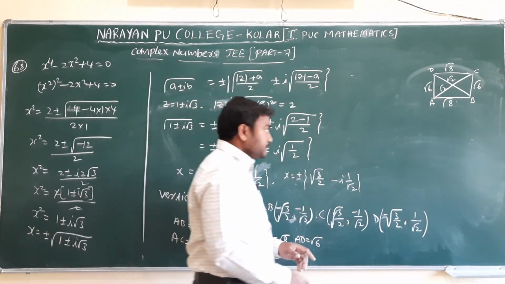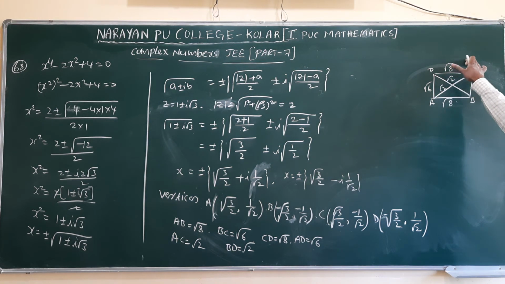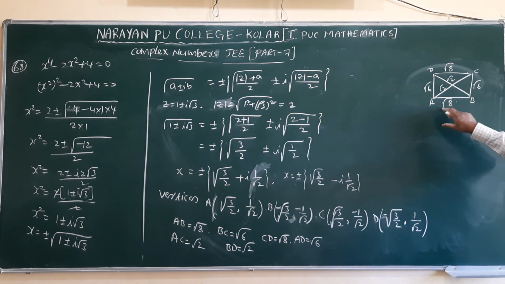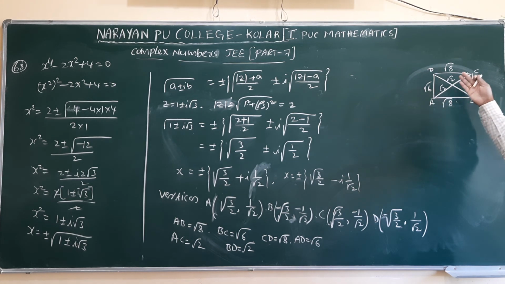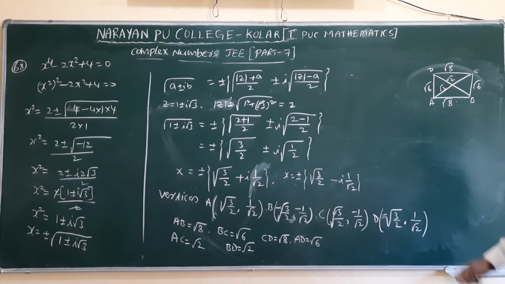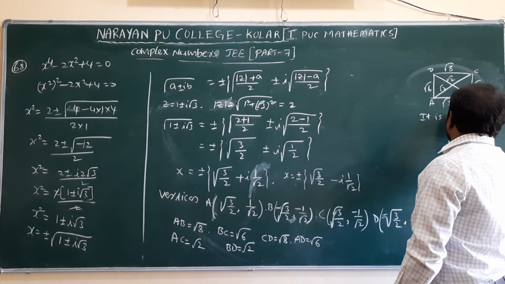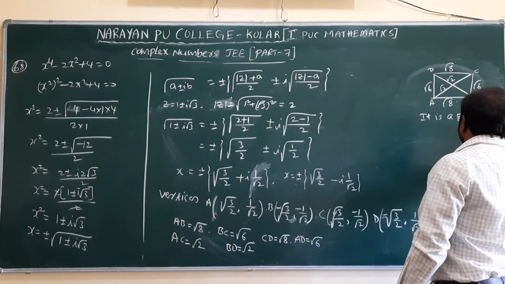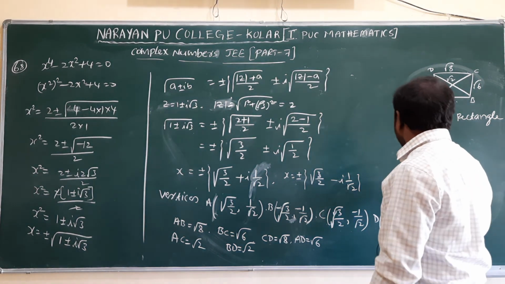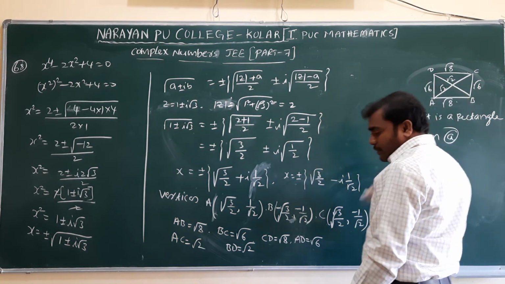Now representing the vertices, we are getting a rectangle like this, where opposite sides are equal and diagonals are also equal. Therefore, we know that the opposite sides are equal and diagonals are equal, it is a rectangle. So if it is a rectangle, option A is the correct option.